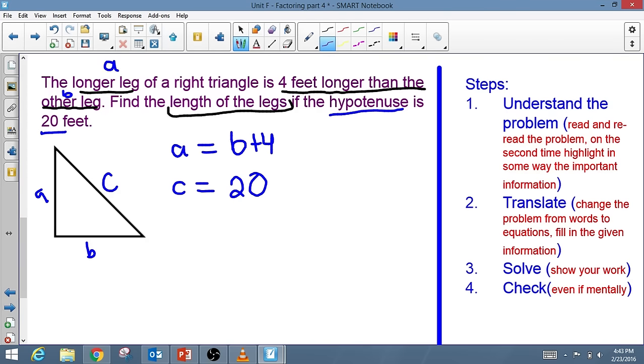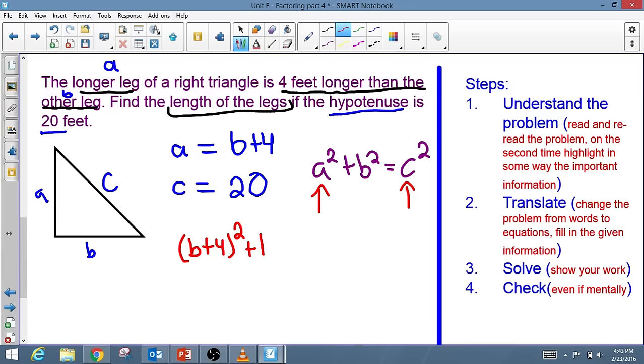So we can plug that in. What formula do we use when we are working with right triangles? We use the Pythagorean theorem, which is a squared plus b squared equals c squared. So let's plug in what we know. We know A, we know C. So that will become b plus 4 squared plus b squared equals 20 squared.